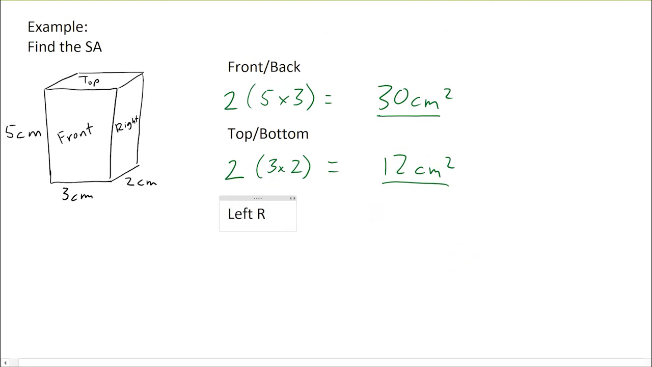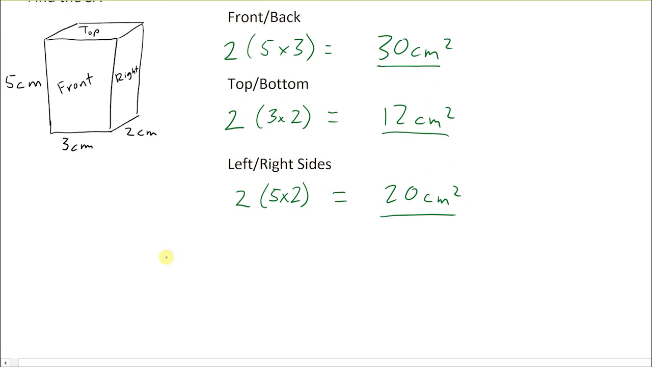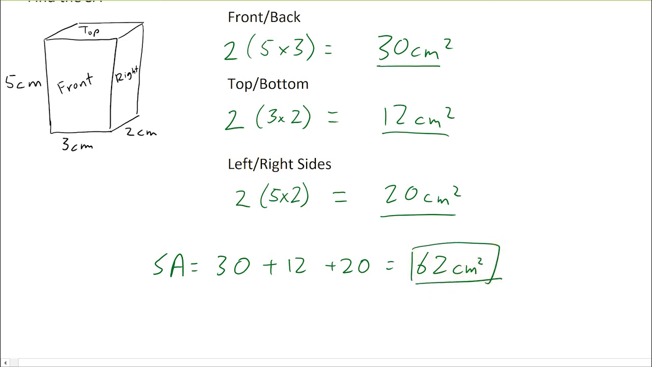Lastly, we have our left and right side. And the dimensions of the sides is, this part right here is 5, and this part right here is 2. So we have a 5 by 2 rectangle, and because there are 2 sides, the left and right side surface, we will multiply that by 2. So we're going to double that. So that gives me 20 square centimeters. Okay. We have 30, 12, and 20. Let's go ahead and add these up and then calculate our surface area. So our total surface area is 30 plus 12 plus 20, and that gives us 62 square centimeters. And that's it. That's how you calculate the surface area of a rectangular prism.